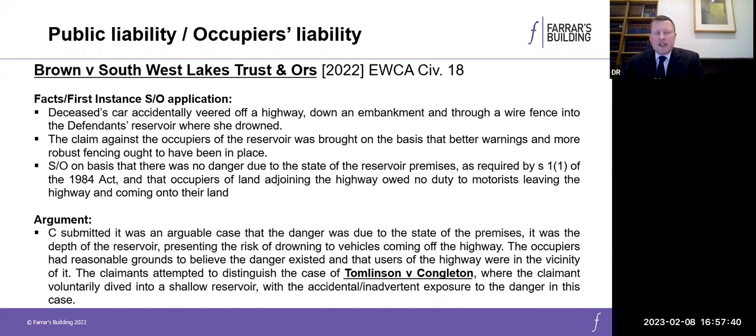The claimants had to make an attempt to distinguish the well-known case of Tomlinson and Congleton. You'll recall that's when a man dived into a shallow reservoir, and they did so on the basis that that was a voluntary act, whereas this was an entirely accidental, inadvertent exposure to the danger by coming off the road.